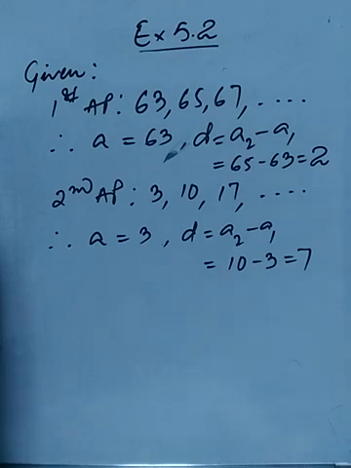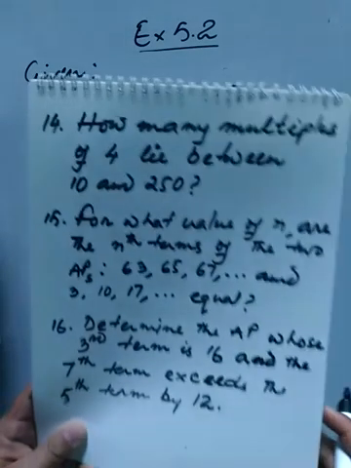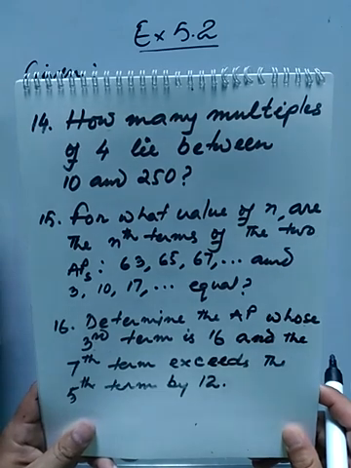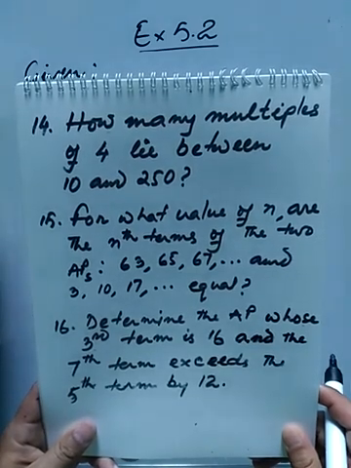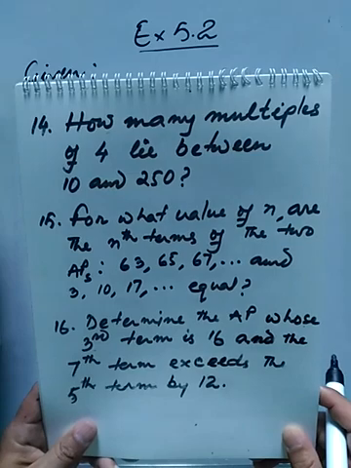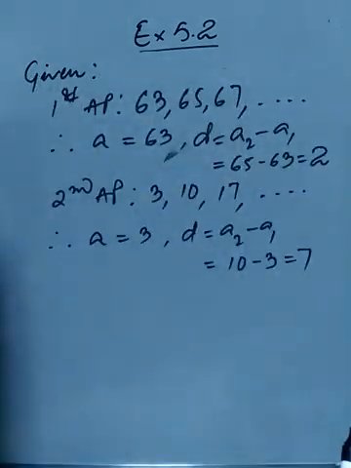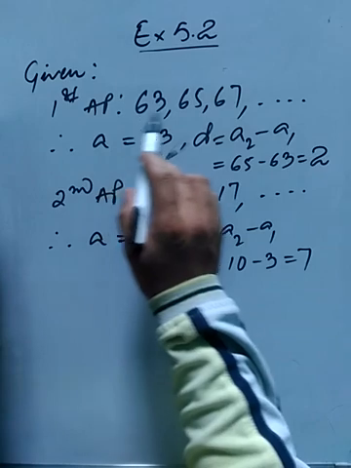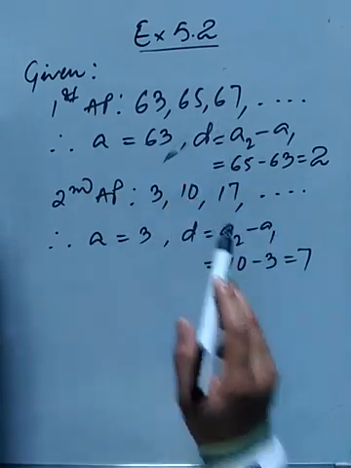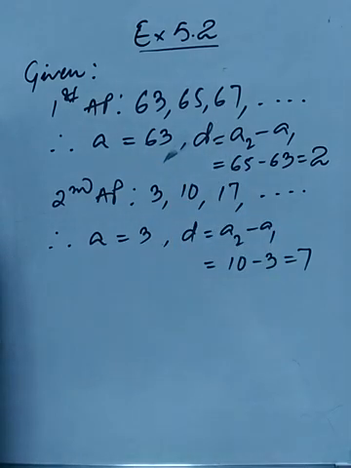Now let's see what the question is asking. For what value of n are the nth terms of the two APs equal? So what we understand is, this is one AP, this is another AP. There is a particular place, maybe 10th, maybe 11th, maybe 12th, I do not know, where the terms of both the APs are equal. So we are going to find the nth term of each AP.